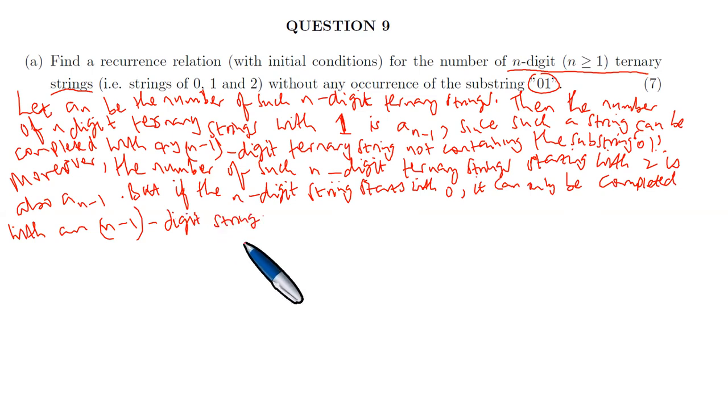Okay, let's look at this. Right, but if the n digit string starts with zero, I'm saying we're looking at those that start with zero and the significance of those. It can actually be completed with an n minus one digit string. So if you have a string that starts with a zero, you can complete it with an n minus one digit string, and then you'll get an n digit string, because you have n minus one digits and zero. Okay, nothing strange there.